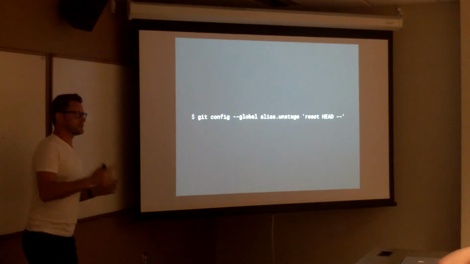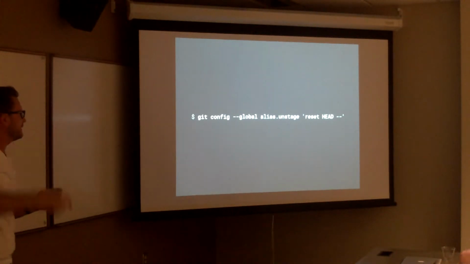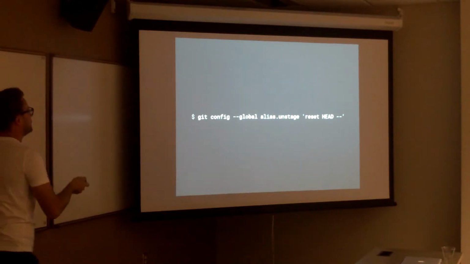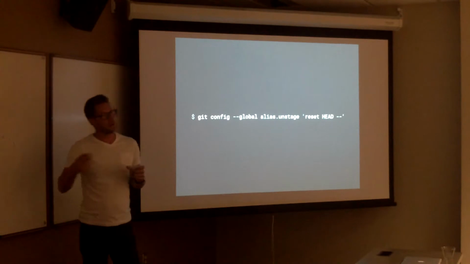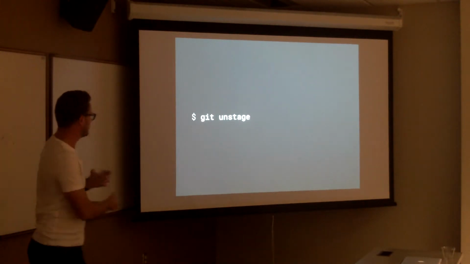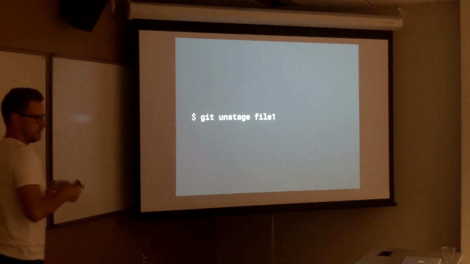Git doesn't have an unadd, so adding adds to the index, and unadding something from the index is this. So you can alias unstage to reset HEAD. Now you add something and then you can git unstage that file. So you can either git unstage everything or unstage a particular file or a regex match, for instance.